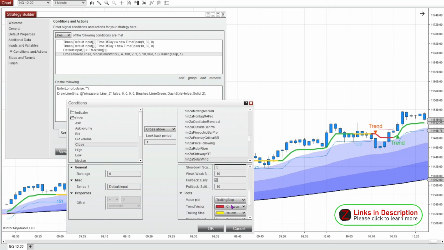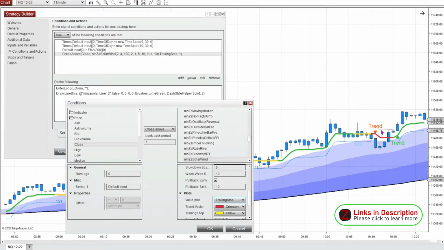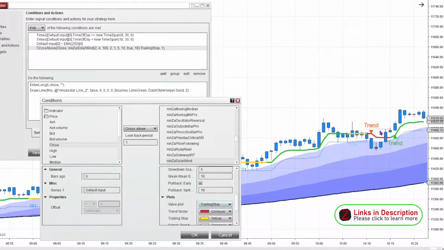Down here you'll see a bunch of value plots. There's the trend signal, the trailing stop, and the trend vector. The trend vector is just this main line that turns green and yellow and red. We want the trailing stop. That's this little red dotted line here.